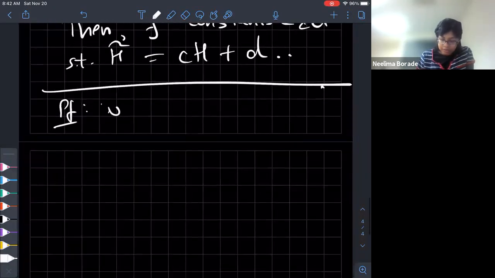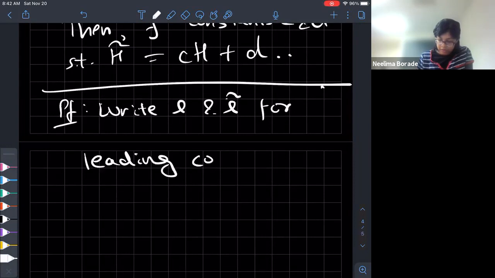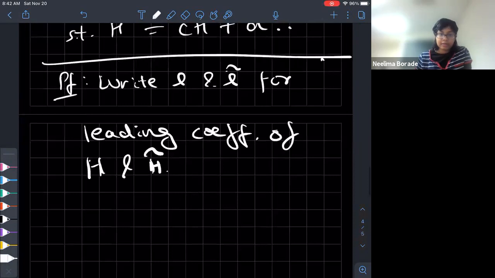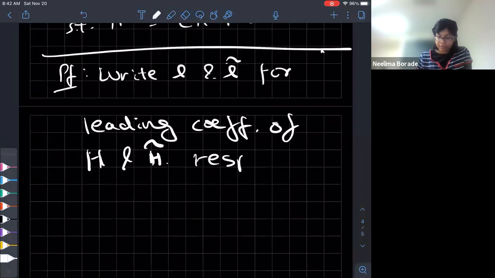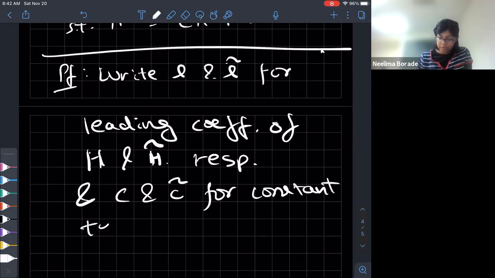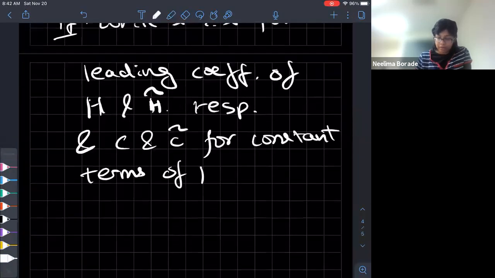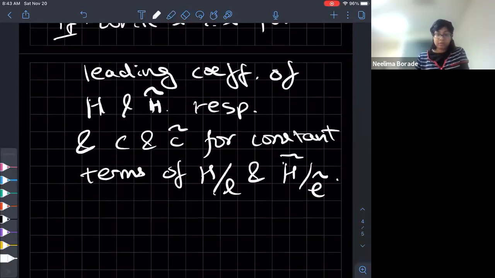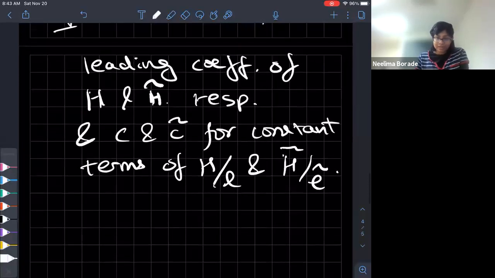So you write L and L twiddle for the leading coefficients of your polynomials H and H twiddle respectively, and write C and C twiddle for the constant terms of H and H twiddle. Now we want to look at the quotient, and you'll see why we are doing this, because we basically want the same setting as lemma 1.